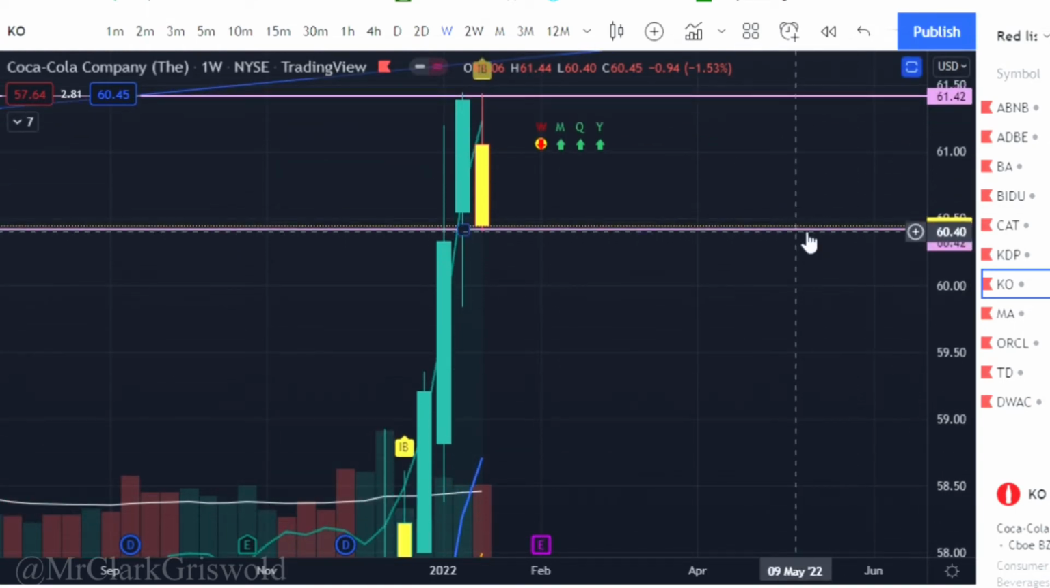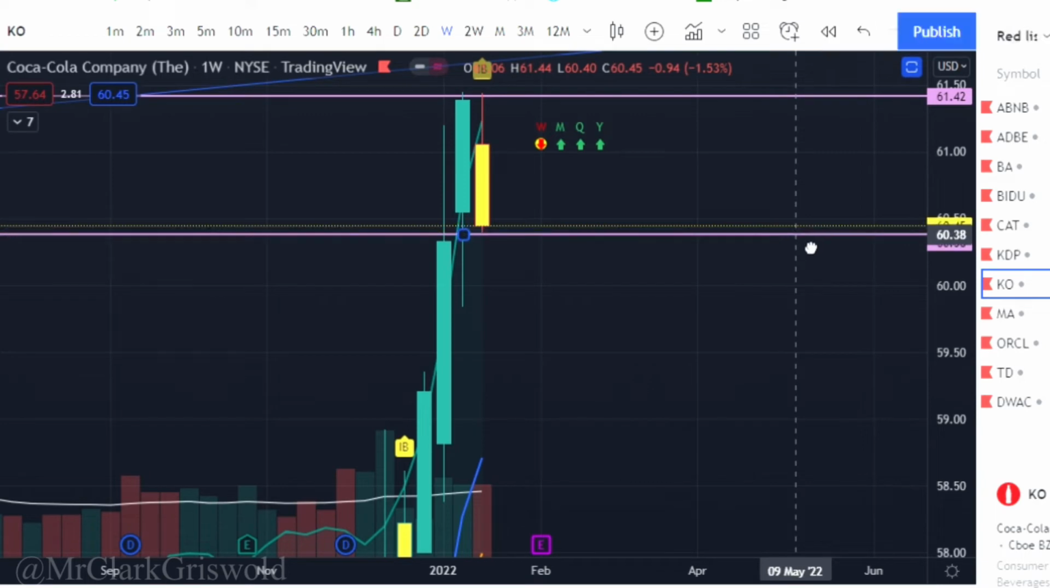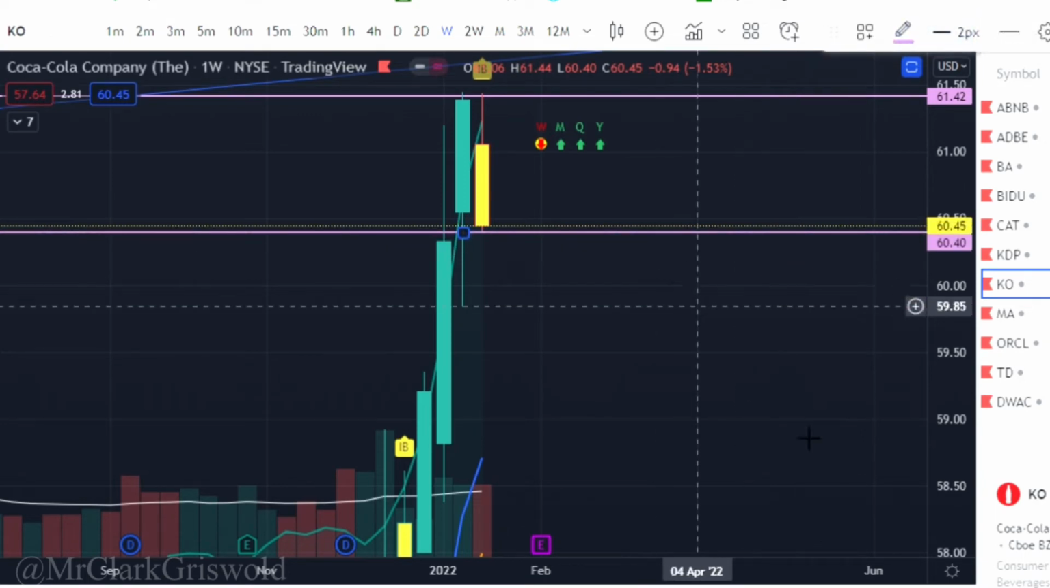But if we hit this to the downside, we would be looking to buy puts at $60.40 and target somewhere around the 59.84 mark.